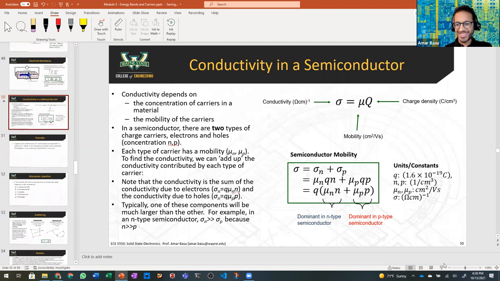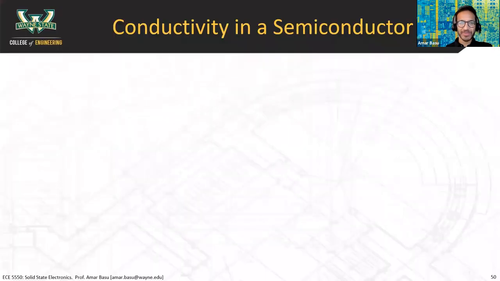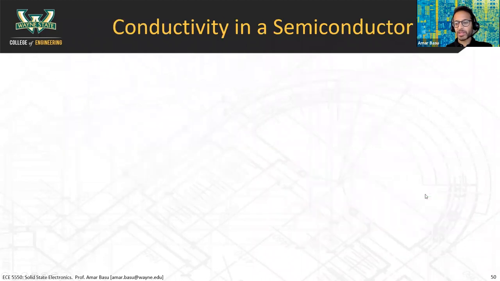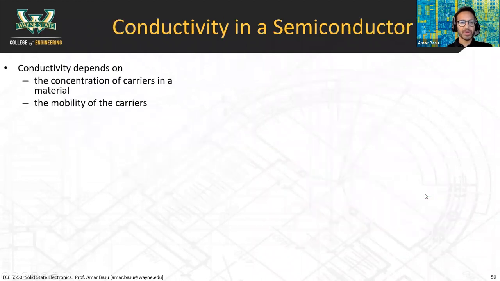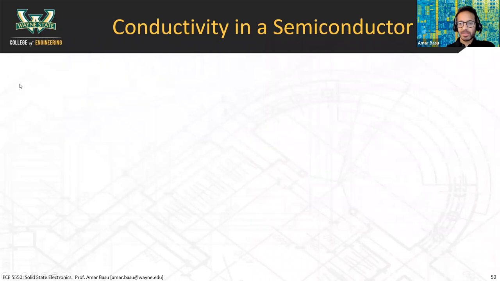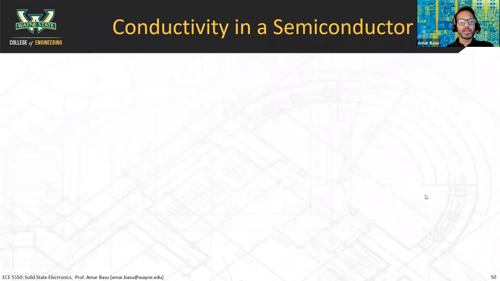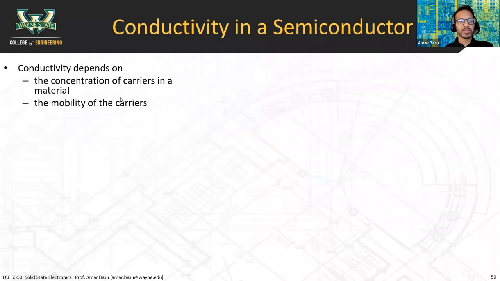All right, sorry for that little detour. Okay, so in a semiconductor, we have to consider both electrons and holes. So the conductivity, this factor sigma that we're talking about here, is going to depend on the concentration of carriers and the mobility of the carriers. So it's Q times mu, just like we said on that last slide. All right, so this is the basic formula.